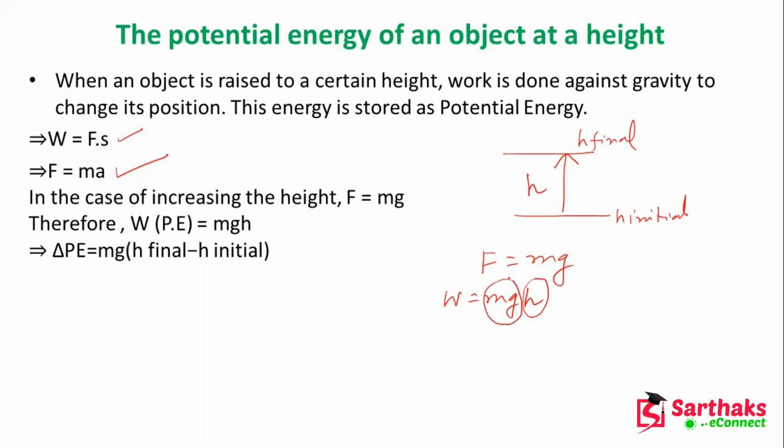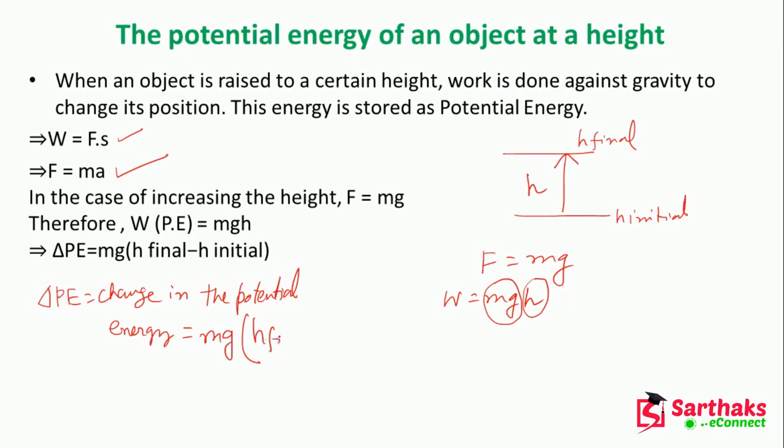And mg is the force now. So the work done, that is the potential energy, is mgh. And the change in the potential energy equals mg into h final minus h initial. Okay, got the point? So this is the potential energy.